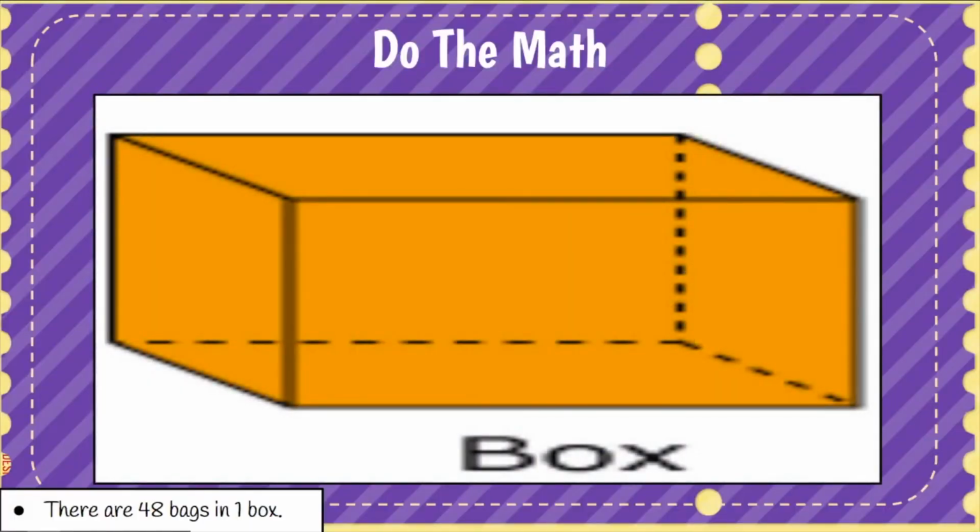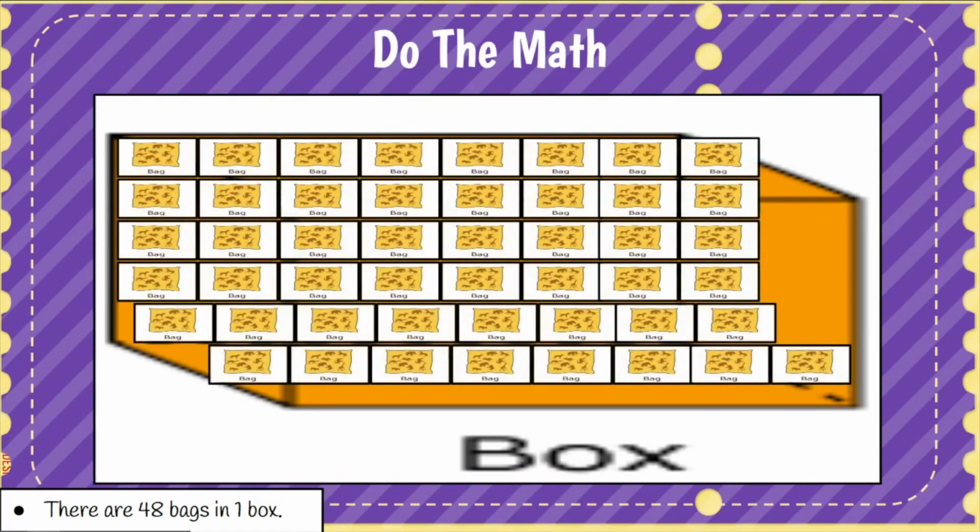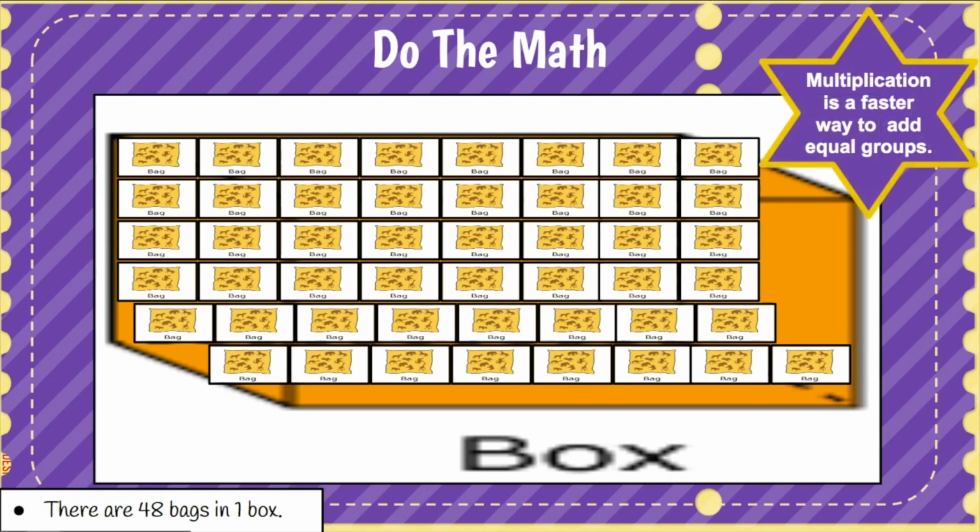Here's the box. We know that there are 48 bags in 1 box, with the same number of toys in each bag. Now we could add all of those toys up, but we also have to remember that multiplication is a faster way to add equal groups.